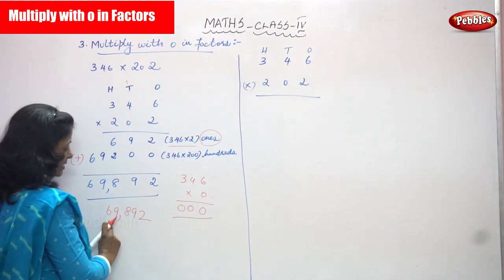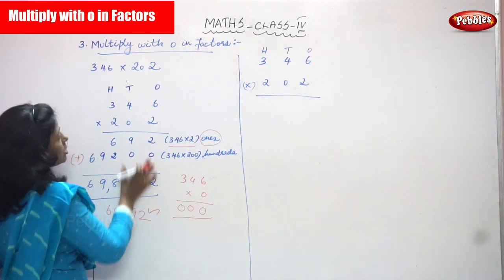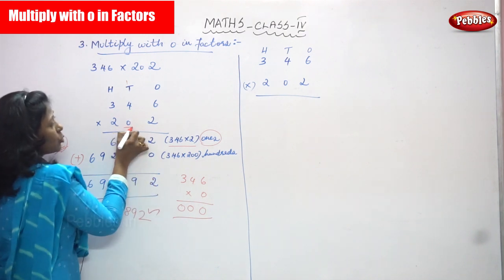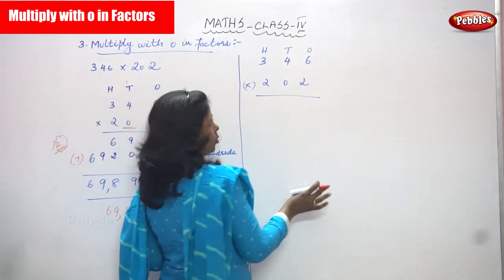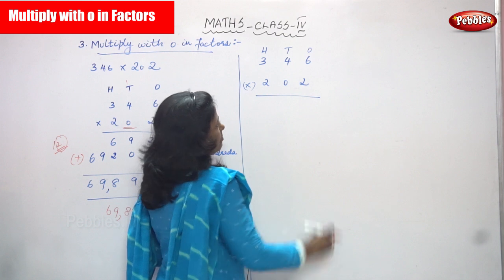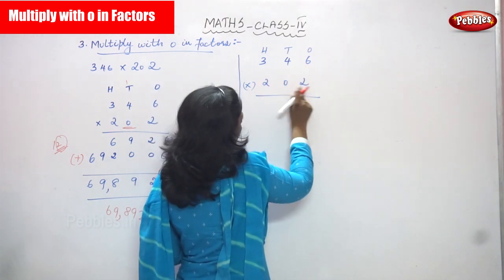Okay, 69,892 is the right answer for the question. So this is a very simple method, because you just skip the 0. Suppose you don't want to skip the 0, you have to do the normal multiplication. That means first I am going to multiply 346 into 202.